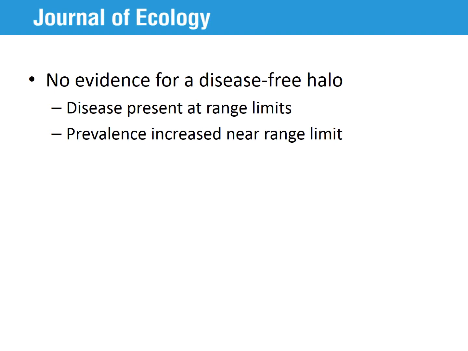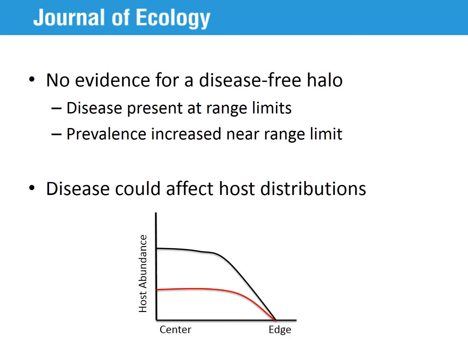Overall, we found no evidence to support a disease-free halo at host elevational range limits. Instead, we found that disease was present at the range limits in all 4 species. In addition, disease prevalence within populations was actually higher at the range limit than in the range center. These results are important because it means diseases with frequency-dependent transmission could have an effect on host distributions.